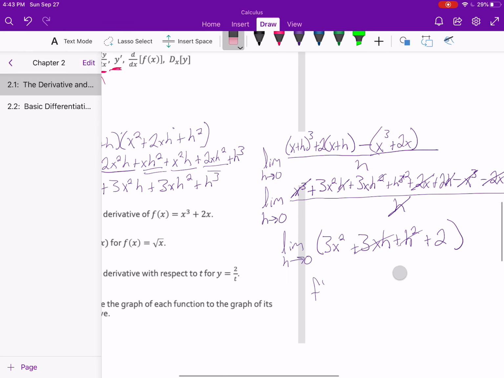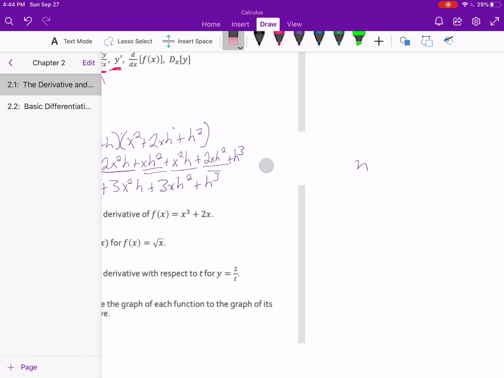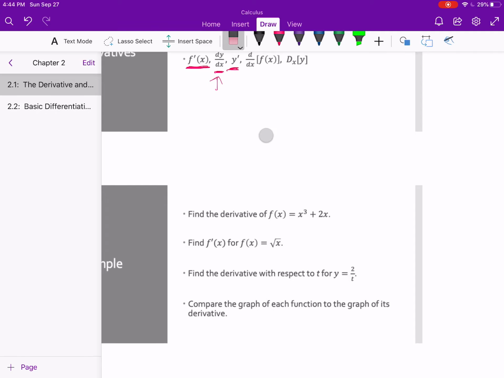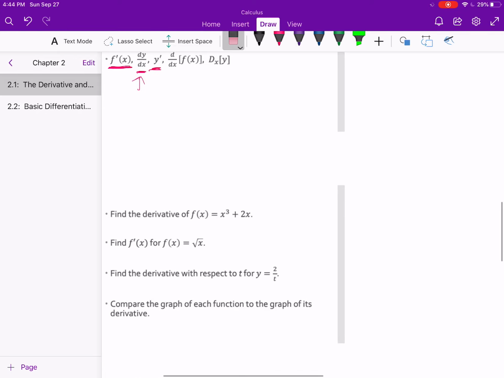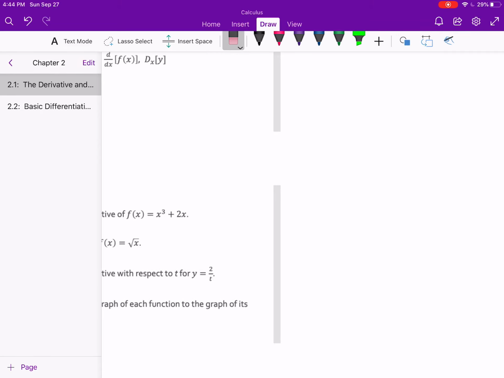All right, let's try something else. Let's find the derivative, f prime of x, for f of x equals the square root of x. So we have our limit definition: the limit as h approaches 0 of the square root of x plus h minus the square root of x, all over h.